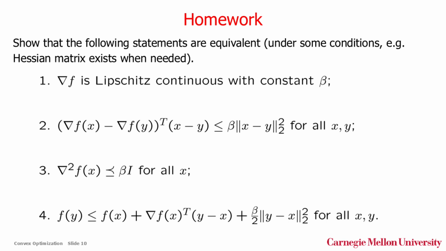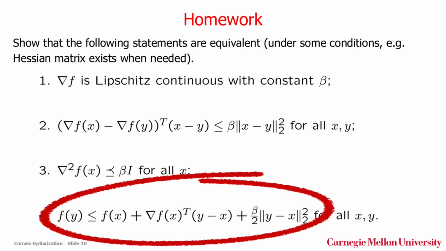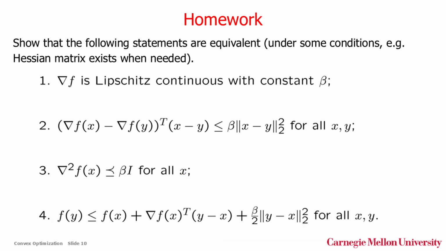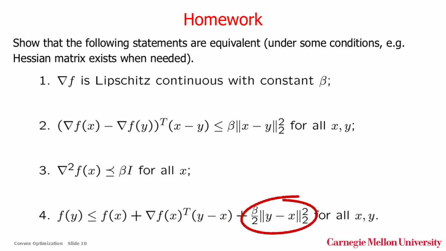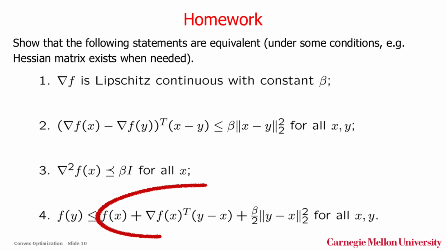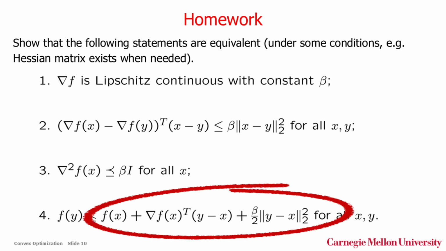Finally, we know that when function f is convex, then it can be lower bounded with its first order Taylor series expression. This inequality says when the function f is beta smooth, then it can be upper bounded with this quadratic expression in y. This is the first order Taylor series approximation plus this extra quadratic term. Remember, when function f was convex, then f of y was lower bounded with this linear first order Taylor series expression. In this case, function f is upper bounded with this quadratic expression instead.